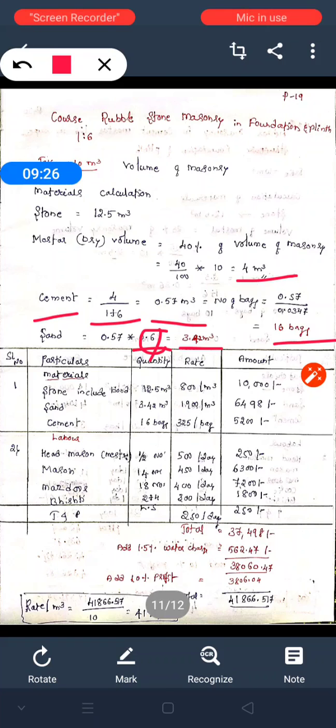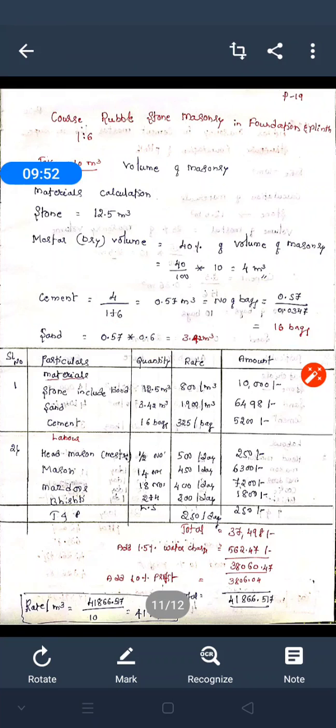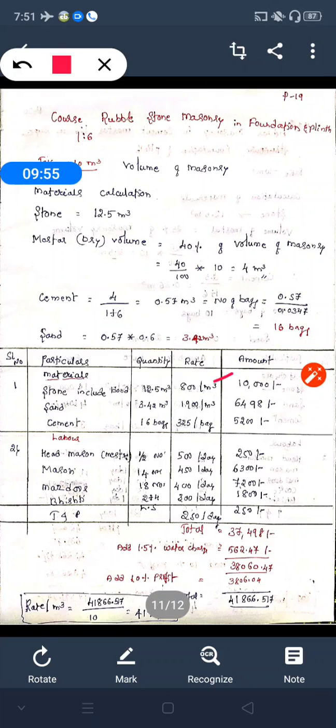Then you should prepare the tabular column similarly as we prepared for the random rubble stone masonry. And here serial number, particulars, quantity, rate and amount. First we should consider the materials. In the stone, as I told you, it includes the bonding as well as the wastage here, and the quantity is around 12.5 meter cube. And similarly the rate is around 800 rupees, so 12.5 meter cube, and the rate will be 800 per meter cube.